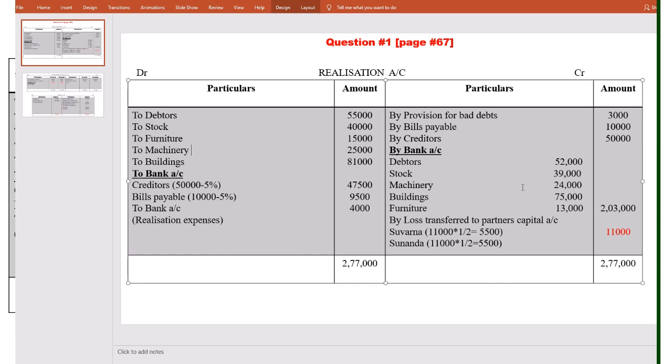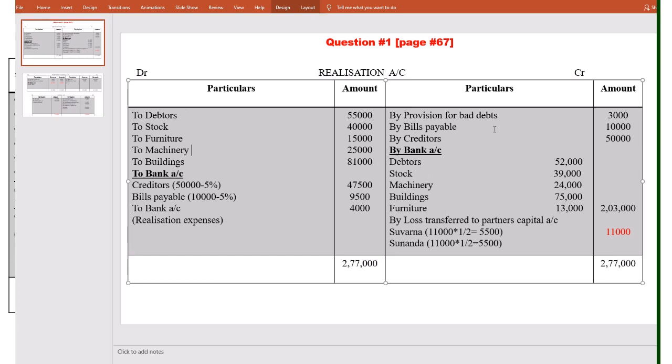Now just for your clarification, let's check whether all the assets have been sold or not. Okay, here you can just see, debtors are there. Yeah, here also debtors have been sold. Next we have stock. Yes, here also stock is done. Then we have furniture. Yes, furniture is also done. Machineries we have. Machineries also realized. Buildings we have. Buildings also realized. So all the assets have been realized.